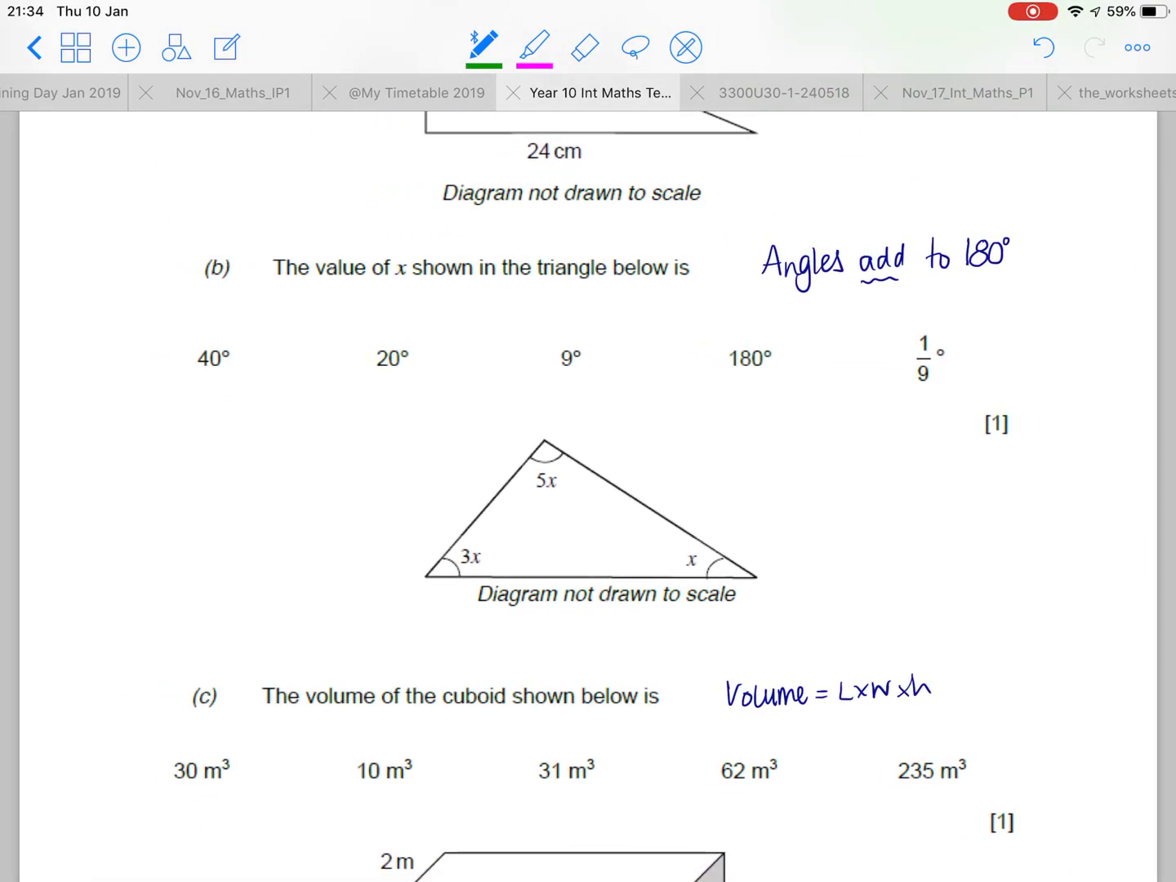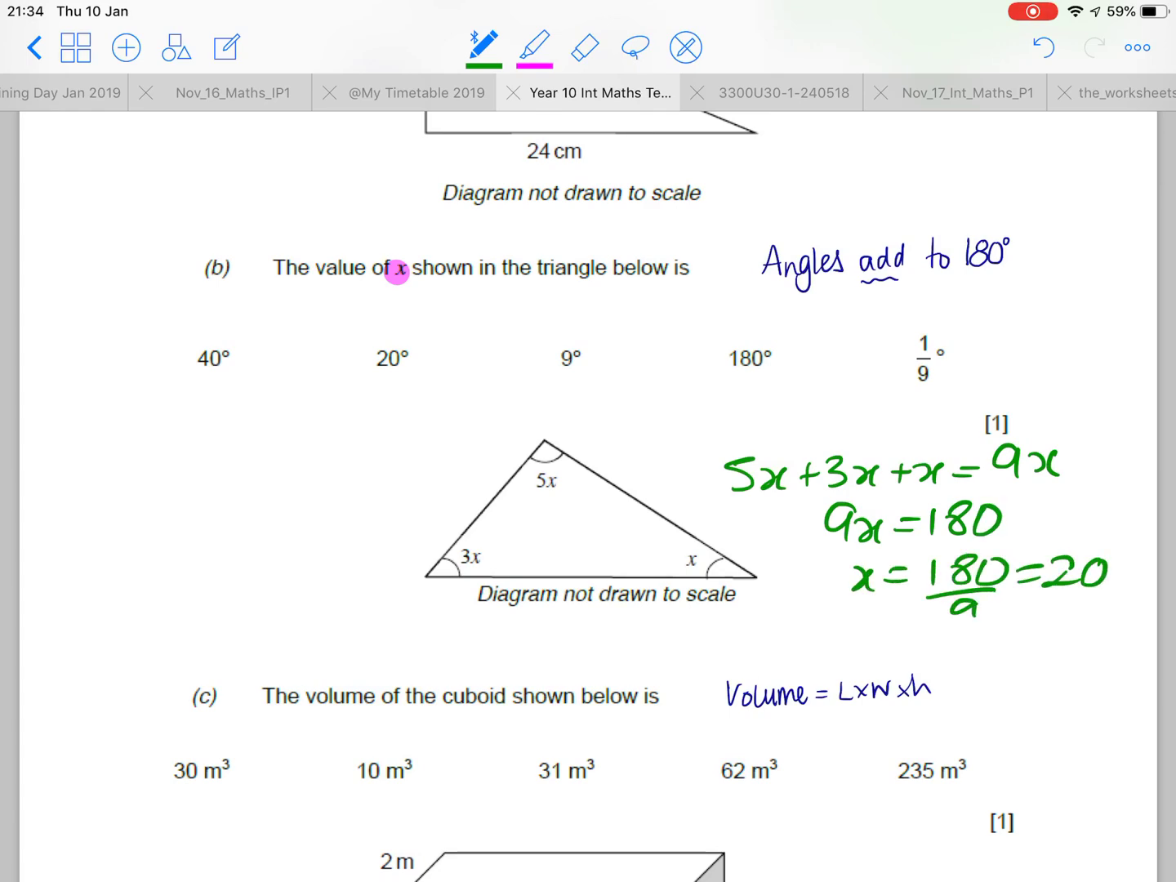Part B, the angles in this triangle add up to 180. If that's what they wanted, it's there waiting for you. But you need to work out one individual angle, the value of x. So if you can see the 5x, the 3x and the x, that's 9 x's. So 9x equals 180 and 1x will only be 20.